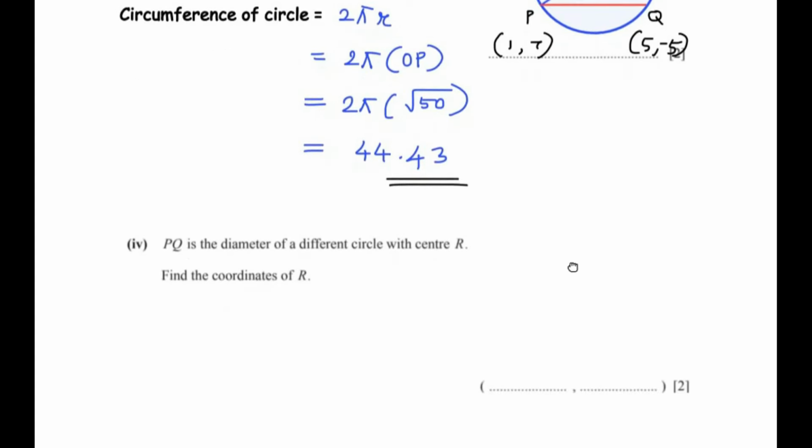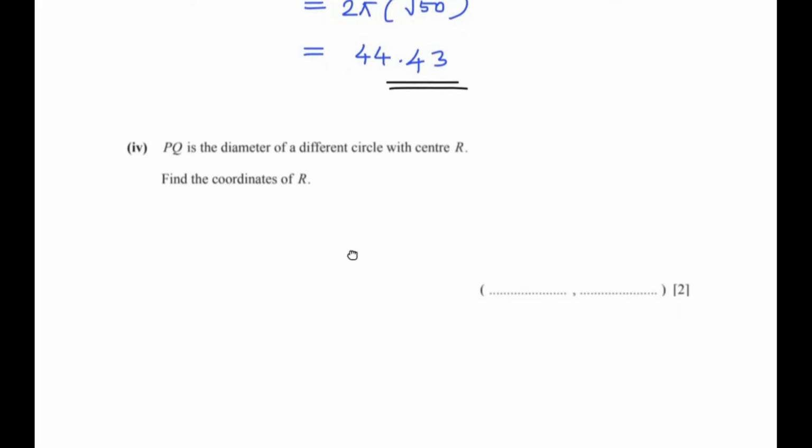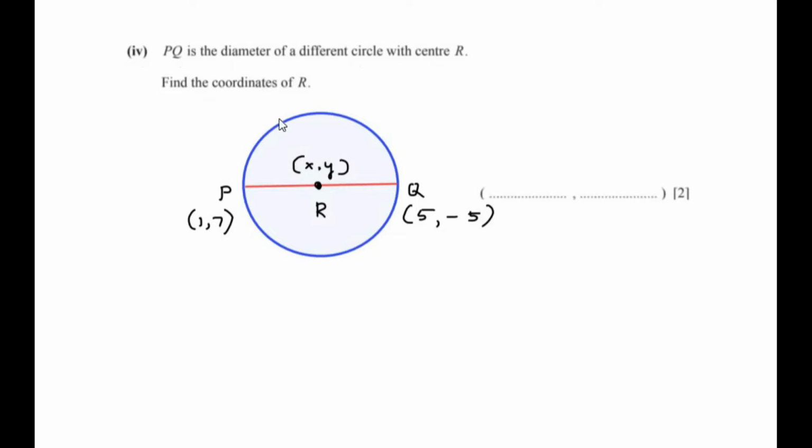Now moving on to the next question. PQ is the diameter of a different circle with center R. Find the coordinates of R. So again I am going to draw a rough diagram over here. This is a different circle with PQ acting as a diameter and R is the center of this circle, and the coordinates of R I have taken here as x, y, and the coordinates of P and Q will still remain the same.